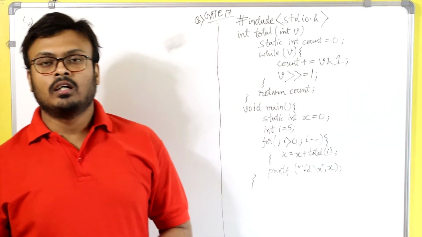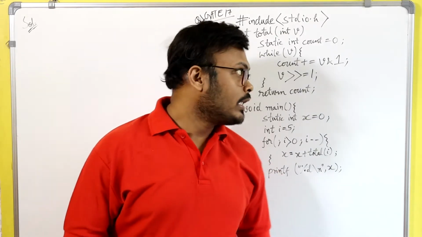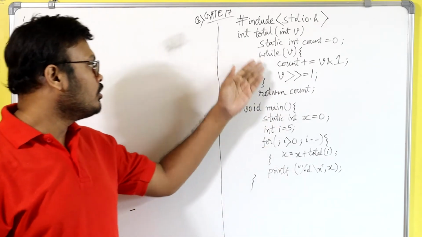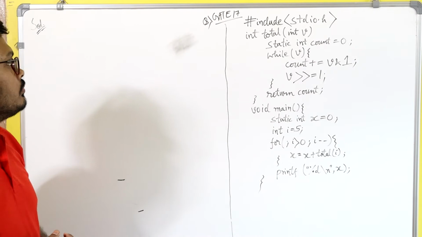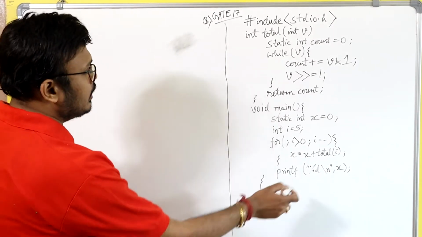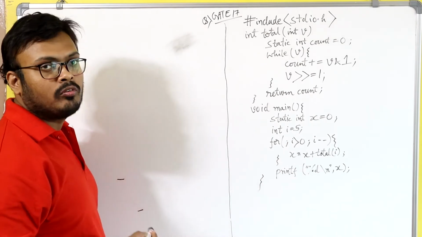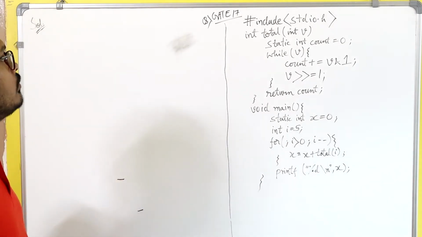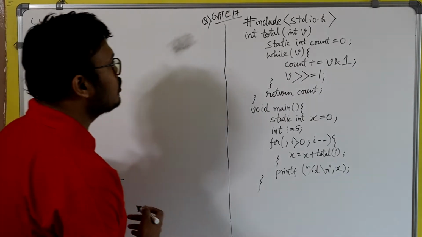Hello guys, today we will solve one GATE previous year's question that came in the year 2017. Okay, so here is the question. Just read the question. A C programming code is given, and we have to find out the output. Fine. So at first we will read the question, and after that let's try to solve it.